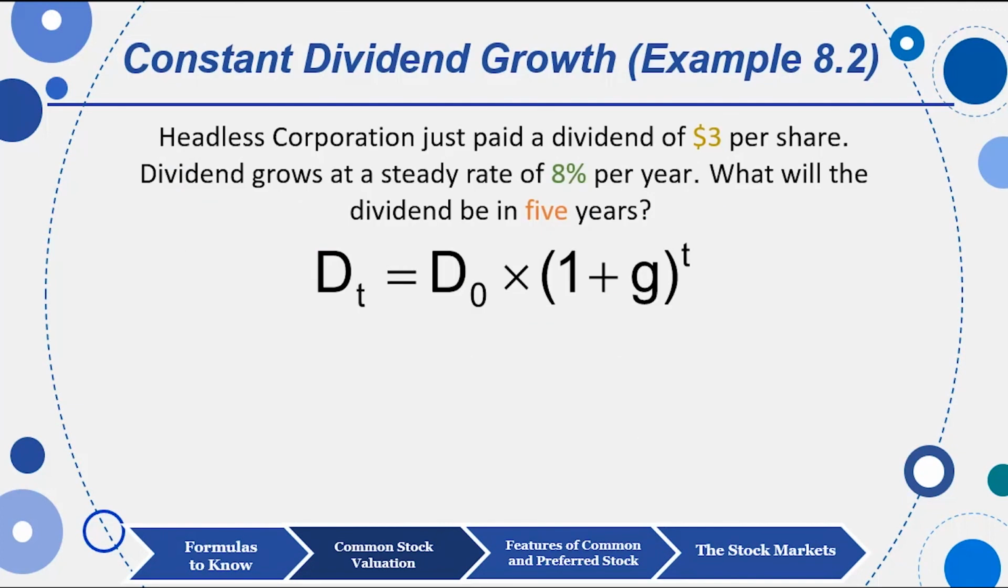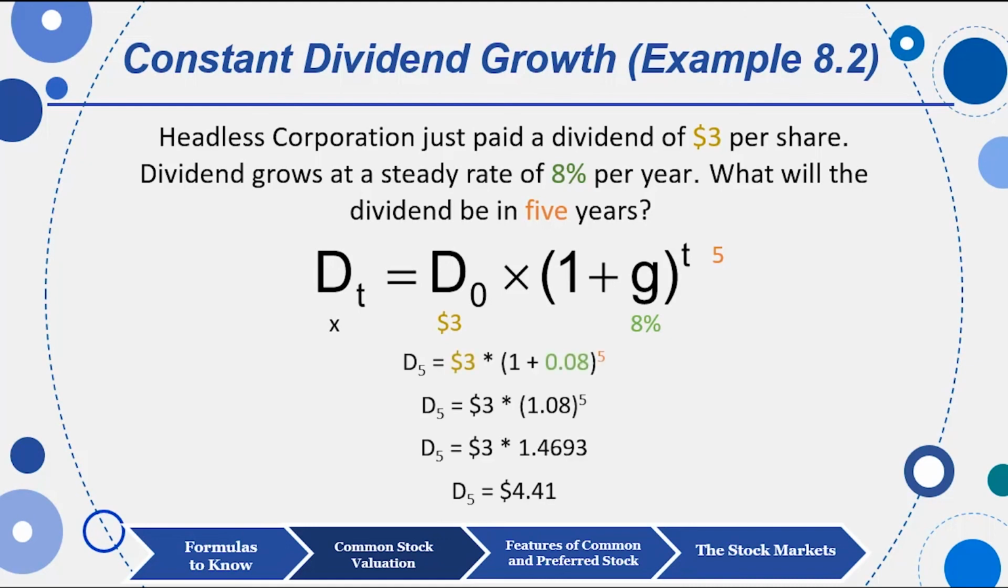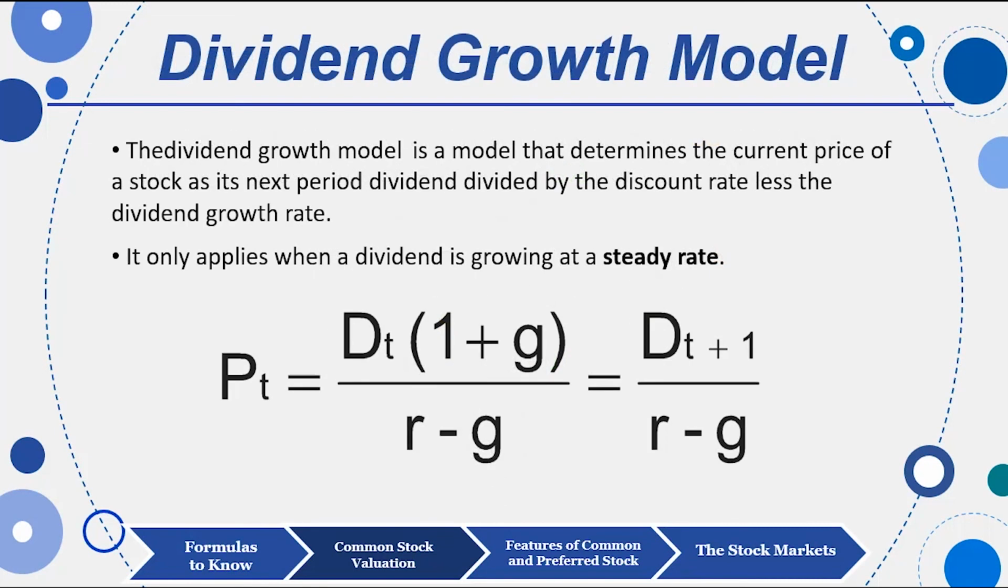Here's an example. A corporation just paid a dividend of $3 a share. The dividend grows at a steady rate of 8% per year. What will the dividend be in 5 years? So in this case, t equals 5. I take today's dividend of $3, growth rate of 8%, and put in a t of 5, and I get a dividend at time 5 of $4.41. So again, we can use Chapter 5 to help us determine future values of things like dividends. So very, very useful chapter.